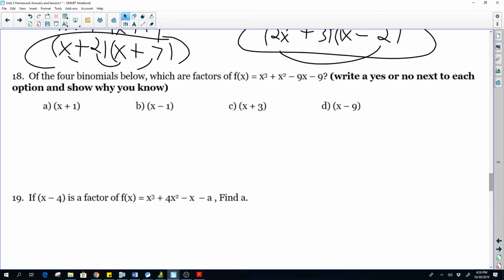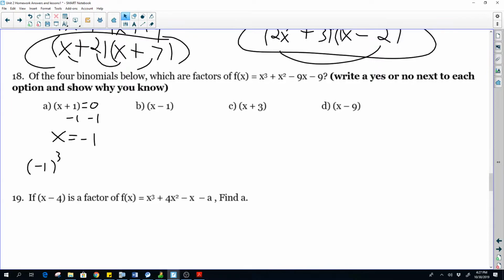Okay, so then this one you'll see on the test where you have your factors. Which one of these are factors? Write yes or no to which one and show how you know that. All you have to do for these is just plug it into the equation. First set it equal to 0. So this one we're going to use a negative 1. So we plug it in.